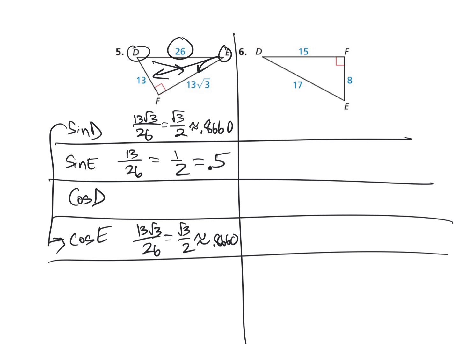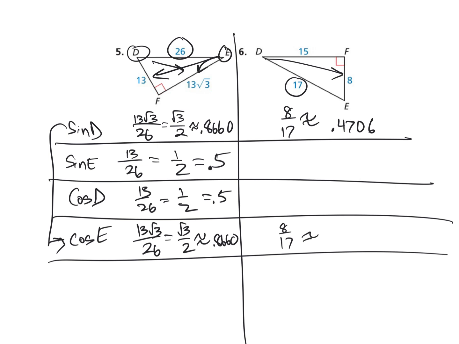Cosine of d should be the exact same thing. Cosine of d is 13 over 26, which is 1/2, or 0.5. All right, now, sine of d on number 6, the opposite leg is 8, hypotenuse is 17. So 8 divided by 17 is 0.4706, which is going to be the same thing as the cosine of e, the opposite corner. Sine and cosine are the same in opposite corners.